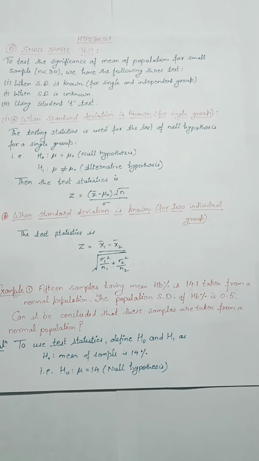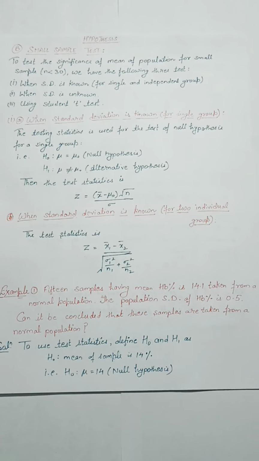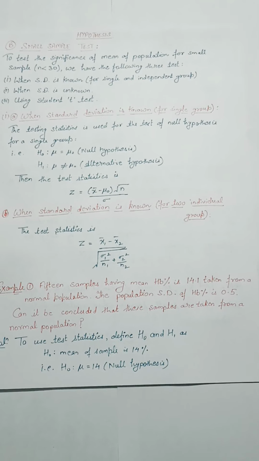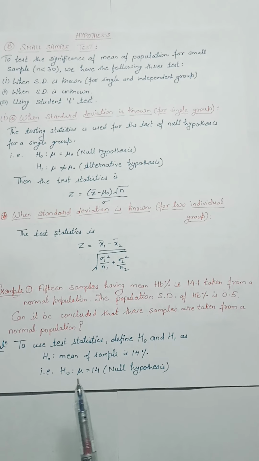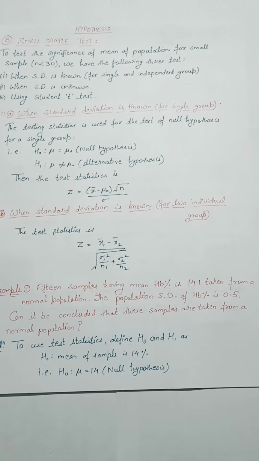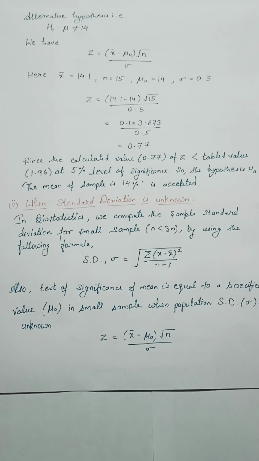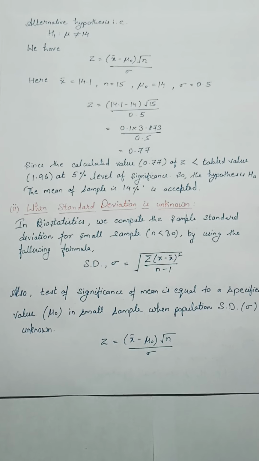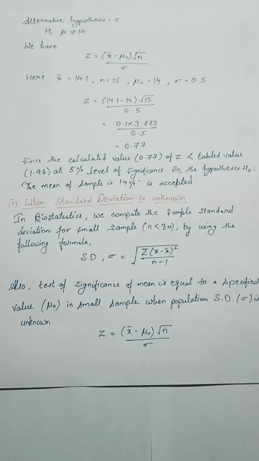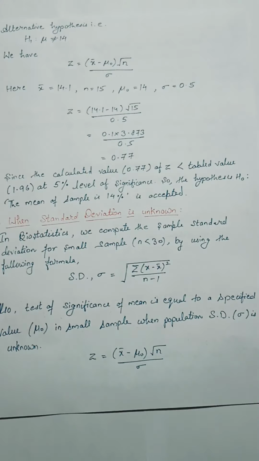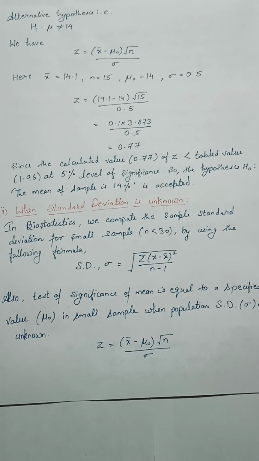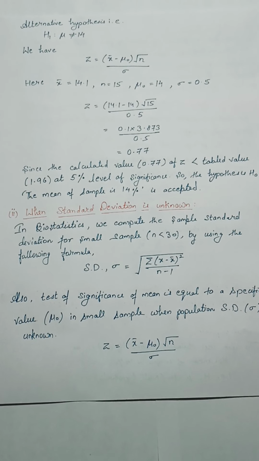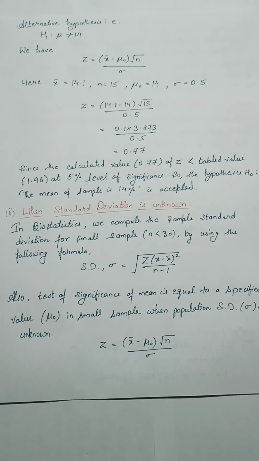Let us define H0 and H1, that is null hypothesis and alternative hypothesis. Let us consider H0 as that mean of population is 14%, that is H0: mu equals 14, the null hypothesis. The alternative hypothesis will be H1: mu is not equal to 14. So we have the z test as z equals (x bar minus mu naught) into root n upon sigma. Here x bar equals 14.1, n equals 15, mu naught is 14, and sigma, the standard deviation, is 0.5.